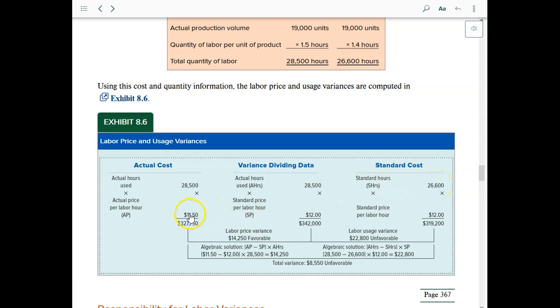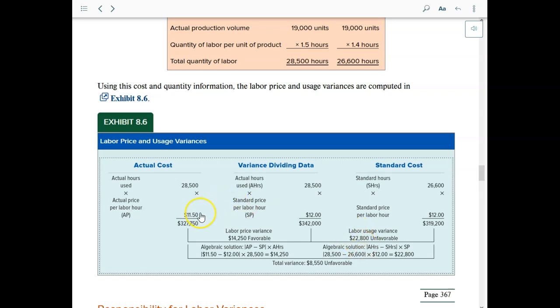We paid less per hour than we had planned for, so we have favorable price variance for labor. Sometimes this is called a labor rate variance. It means the same thing. So instead of having just one variance to look at overall, 8,550 unfavorable, we now have more information. How is this comprised? A 14,250 favorable rate variance, paid less than the budget called for, but we used more hours. One thing to look at, and this schedule here does not show this, but one thing to look at.